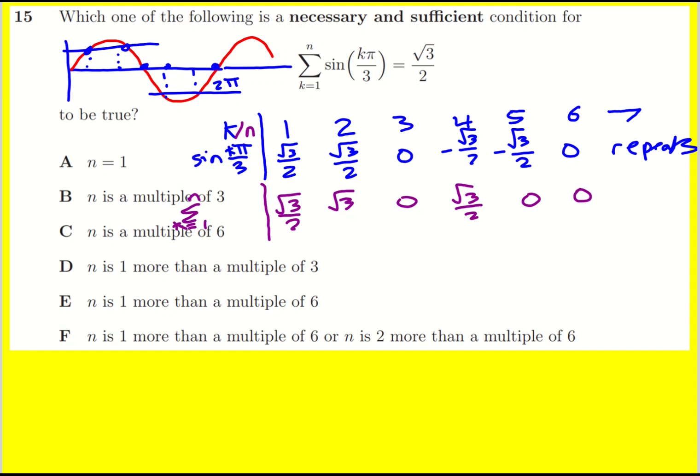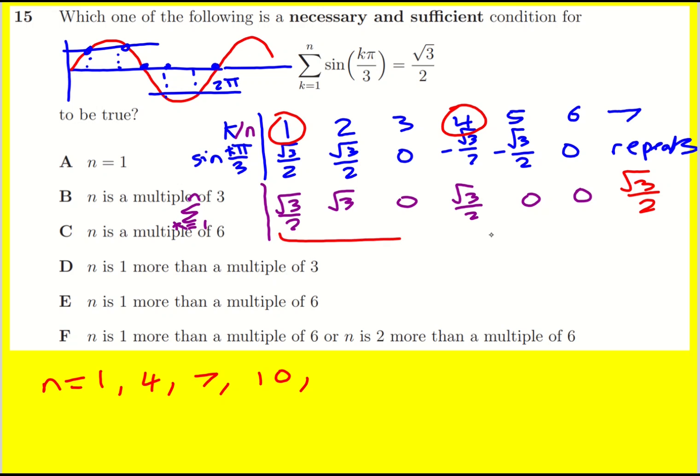And you can see it's when n is equal to 1 and when n is equal to 4 that I get root 3 over 2. And it's going to then be for 7 that I get root 3 over 2, and it's basically going to be every 3 that I get root 3 over 2. So when n equals 1, 4, 7, 10, because of the periodicity of all these terms. So our answer is going to be that n has to be one more than a multiple of 3.